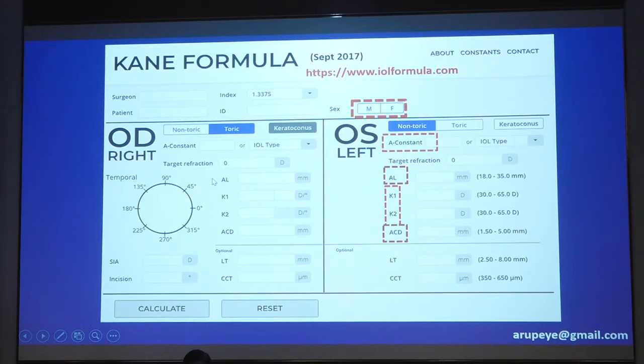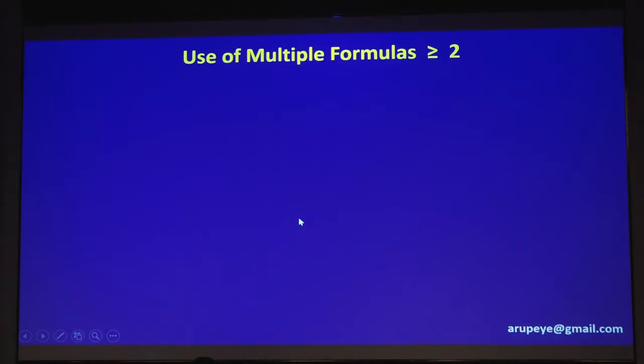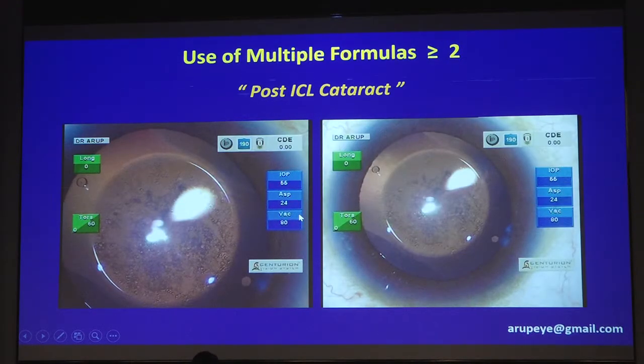The new kid on the block is the Kane formula, which calculates for non-toric, toric, as well as for keratoconus. And recent articles have shown that this formula has done very well in comparison with Barrett Universal 2 or Hill RBF formula. I always use multiple formulas in extreme eyes with extremes of axial length.